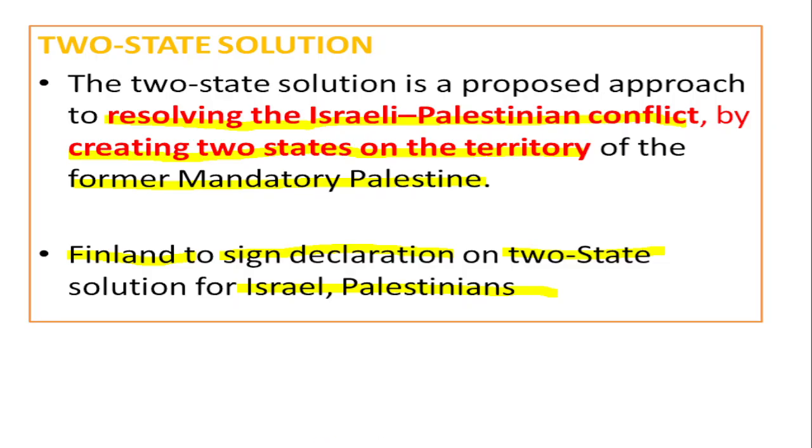So a question can be asked that two-state solution is related to the countries Israel and Palestine, with other wrong options, and Finland can be included, that Finland is a supportive country for the two-state solution, or any other country which is not, but it can be cited as declaring or supporting the two-state solution.